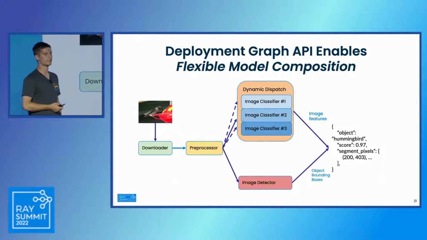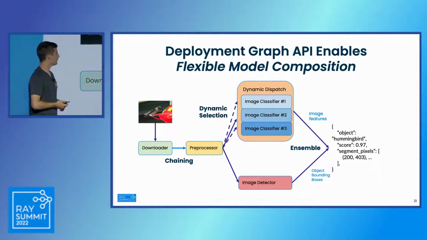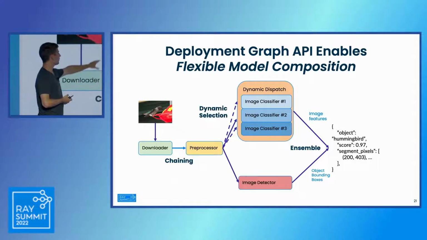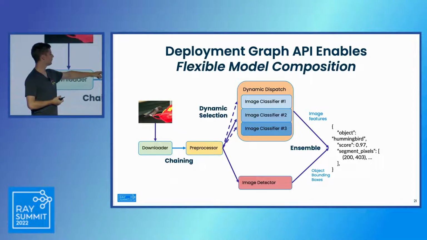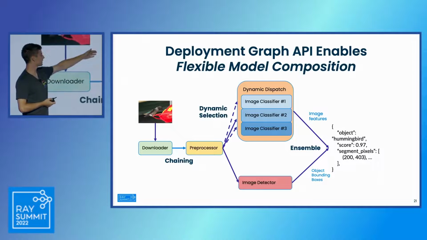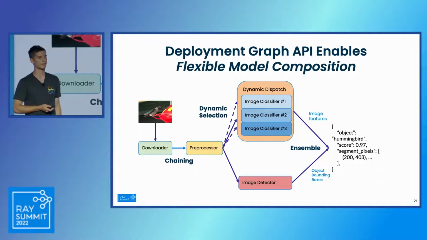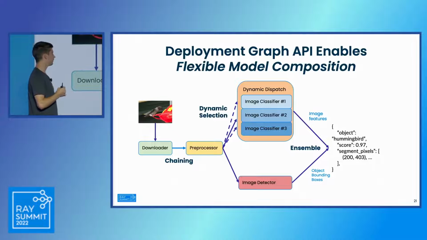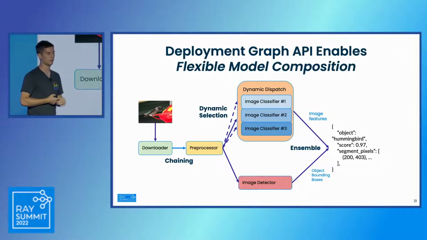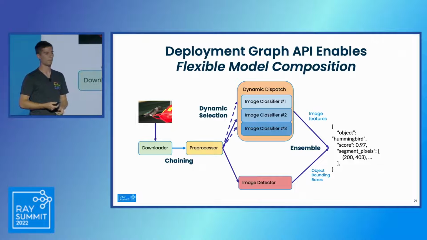So if we revisit the working example we had before of the content understanding application, you can see that in this example, we actually use all three of these patterns. We chain the downloader and the preprocessor. We then do ensemble to do both classification and image detection. And we're also doing dynamic selection within the classifiers. And we can do this just by composing these really simple primitives that I showed you in the past couple of slides. And this is really expressive. It allows you to create all sorts of really complex topologies and do it with really simple code.